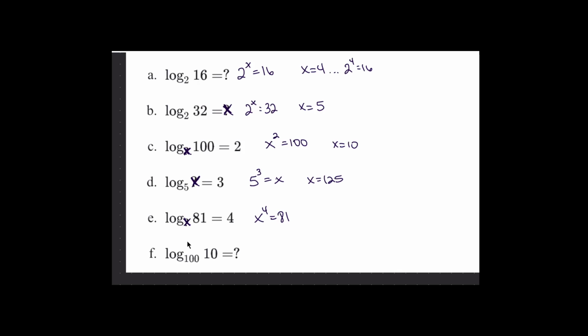3 times 3 is 9. 9 times 9 is 81. It's really easy, better with like 2s and 4s, right? 1 plus 1 is 2. 2 plus 2 is 4.